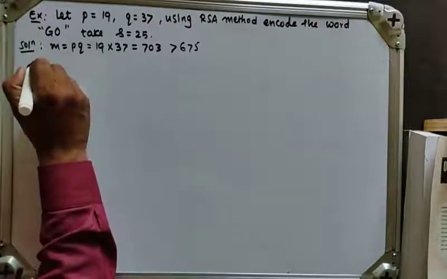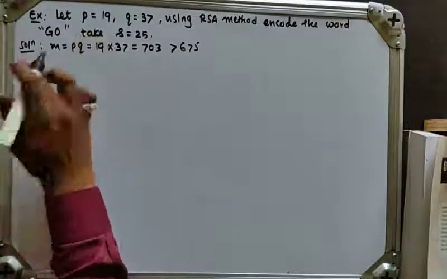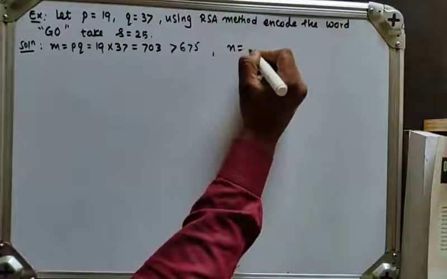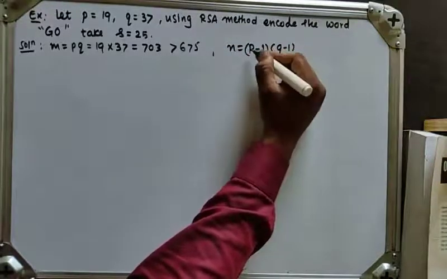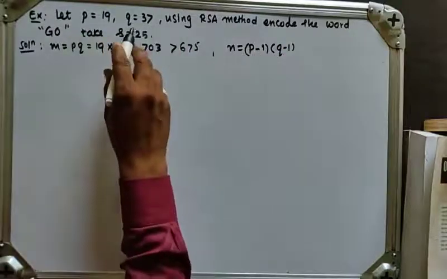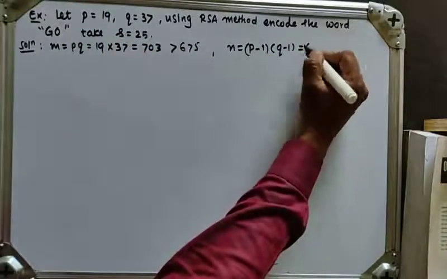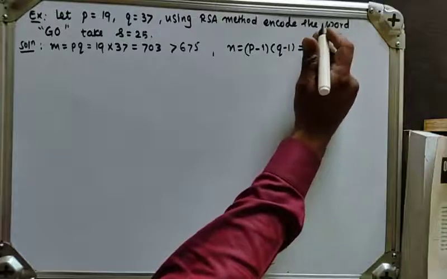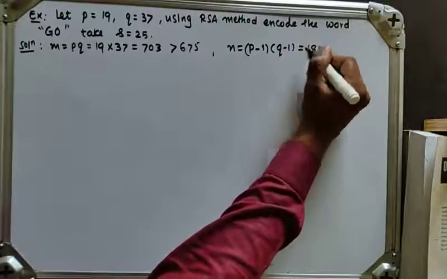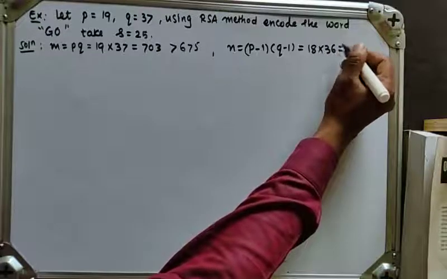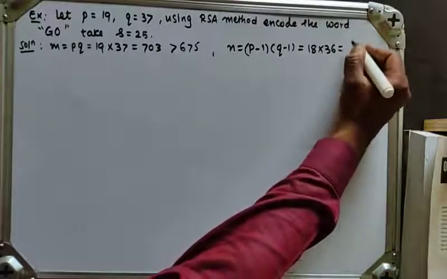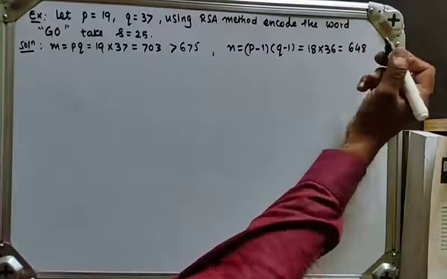Now next, calculate the value of N. N is nothing but P minus 1 into Q minus 1. The value of P is 19 and Q is 37, so P minus 1 is 18, and Q minus 1, 37 minus 1, is 36. The product of 18 and 36 is 648.